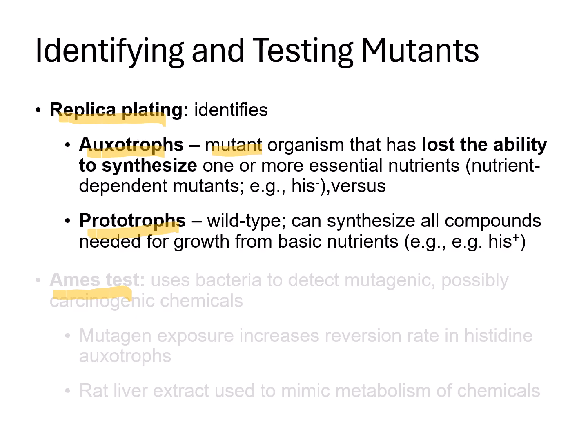So an example of an auxotroph is written as this, His minus. This means that this is a mutant, a type of mutant bacteria that can no longer make the amino acid histidine. In contrast, the wild-type version is His plus. That is a bacterium that can produce its own histidine.